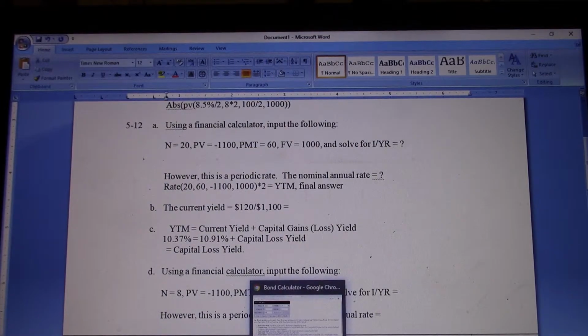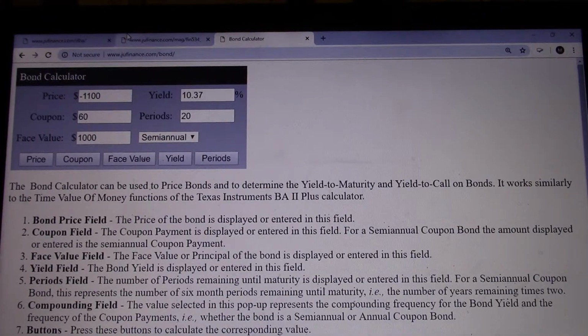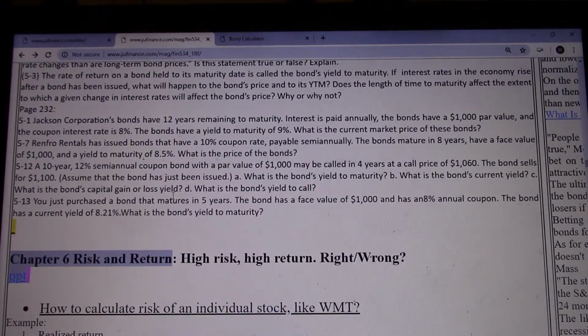And then the next question is asking how much is the current yield? Current yield equals coupon divided by price. Coupon should be for the whole year, so 120 divided by the price, $1,100. That should be your current yield.